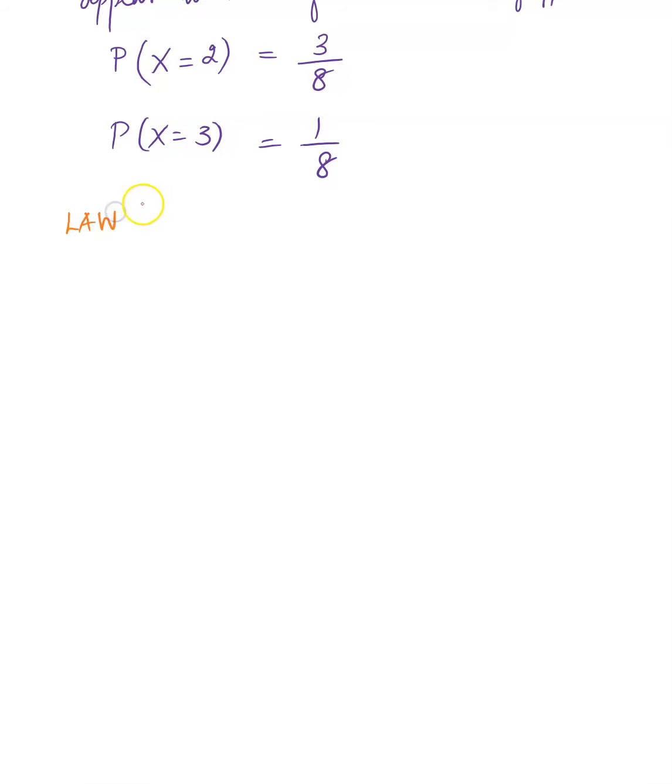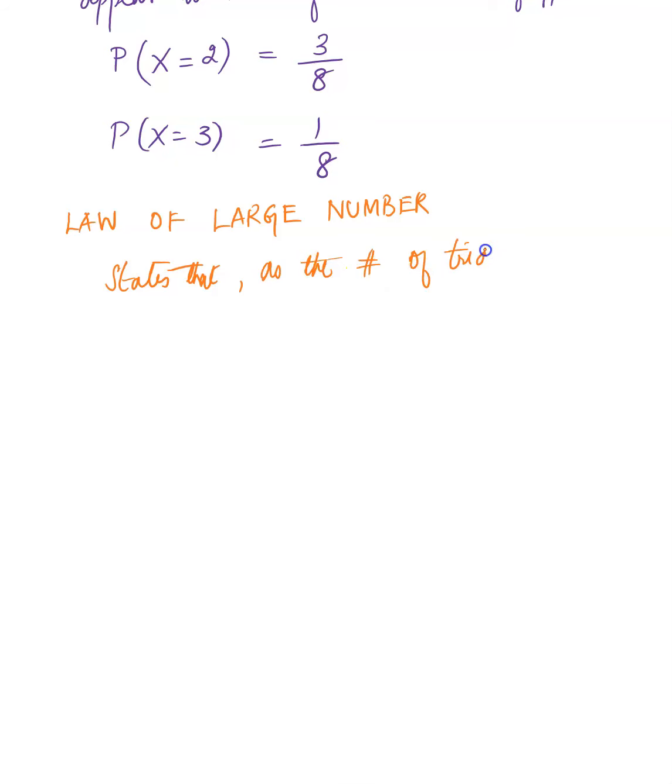Next, we talk of the law of large numbers. Again, I mentioned this previously in one of the lectures, and I want to just define it here. The law of large numbers states that as the number of trials increases, the theoretical probability and the relative frequency get closer and closer together.